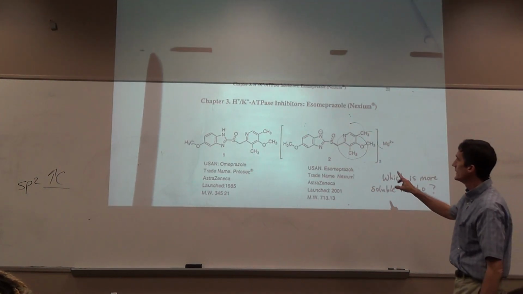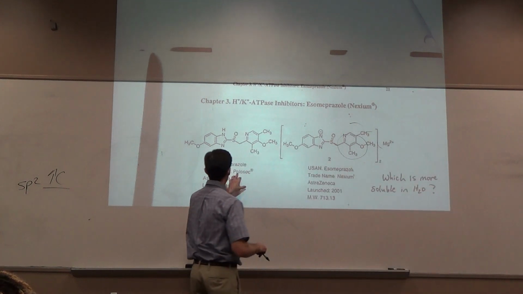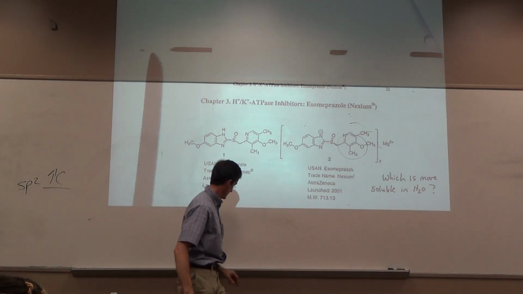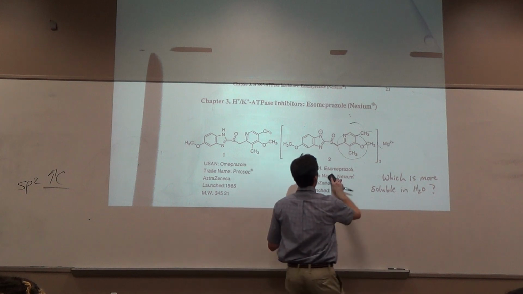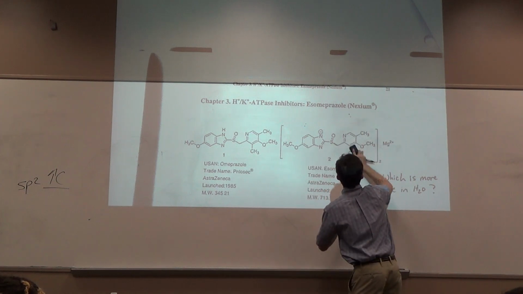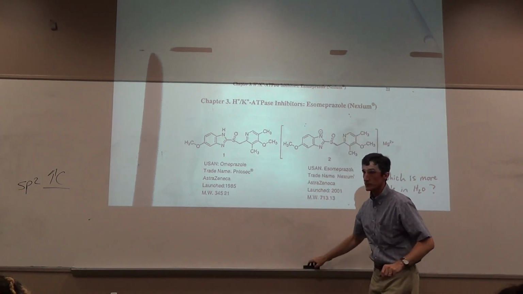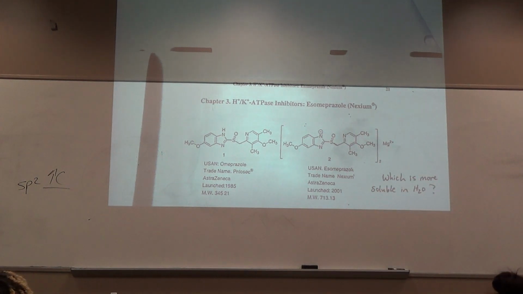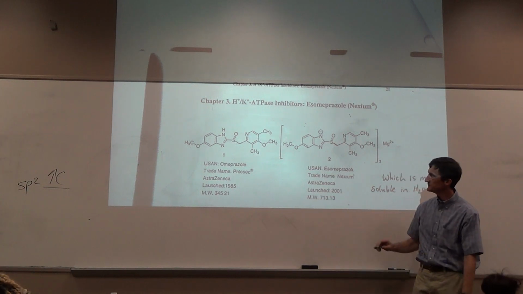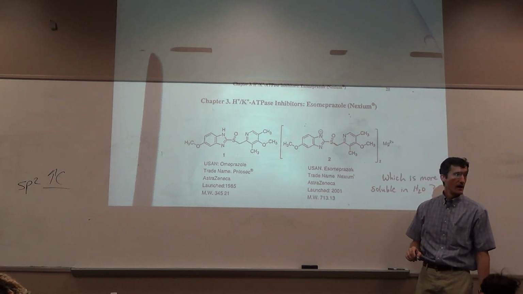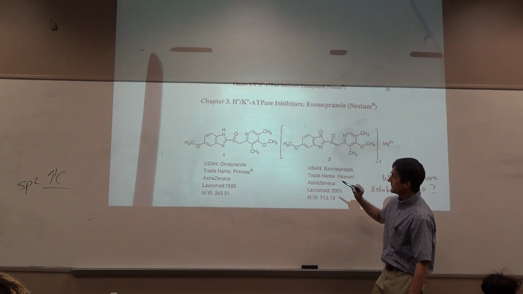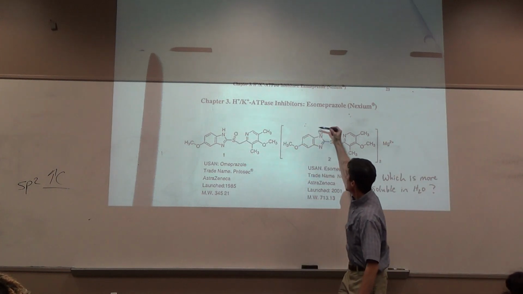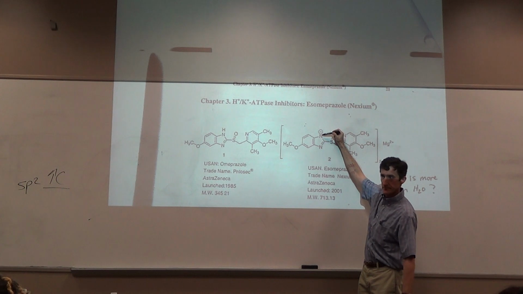Here are two drugs, Prilosec and Nexium. What do they use them for? Upset stomach type stuff? Gas? Acid reflux? Yeah. What's the difference between the two, Prilosec versus Nexium? The charge on the nitrogen. The only difference is the H has been removed, and now you have an anion on the nitrogen.